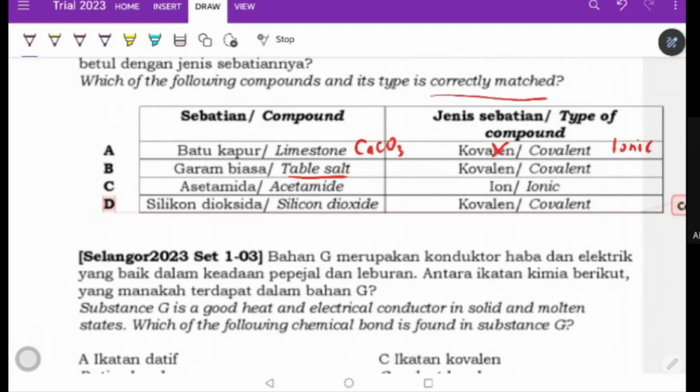NaCl. Yeah. Sodium chloride. Okay, sodium chloride, what type of compound? Ionic compound. Okay, acetamide. Acetamide is covalent, not ionic. And silicon dioxide is covalent. Okay, so only D is correct.